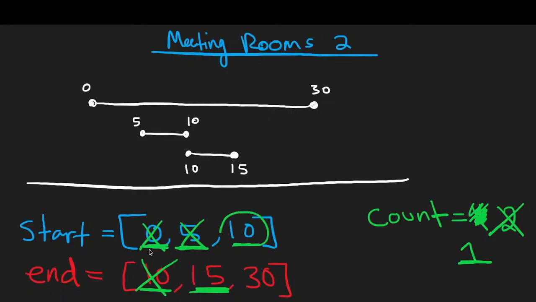Now, again, we're going to compare these 2 values, 10 and 15. Which one is smaller? The 10, right? So therefore, another meeting is starting. So we're going to increment our count by 1. So count is now going to be equal to 2. And now we don't even have any start times left. So technically at this point, we're just going to be iterating through the end time. So we're literally just going to be decrementing this.